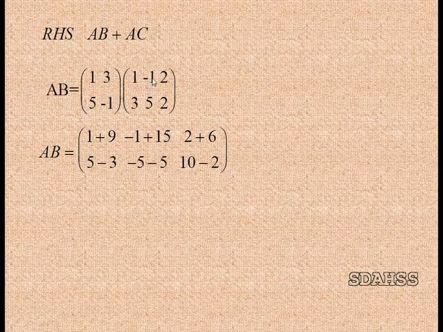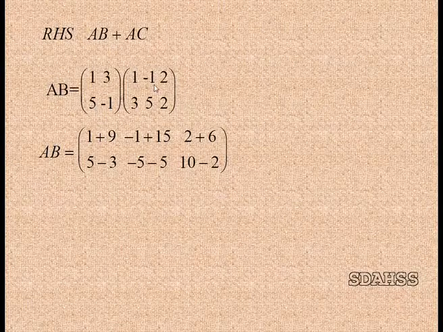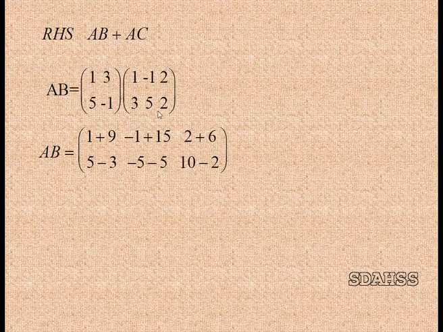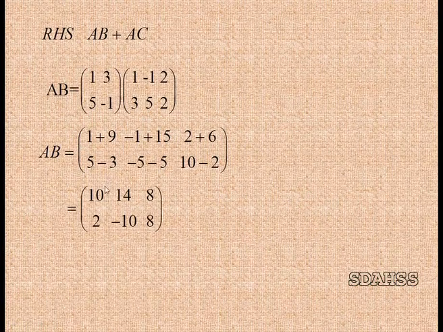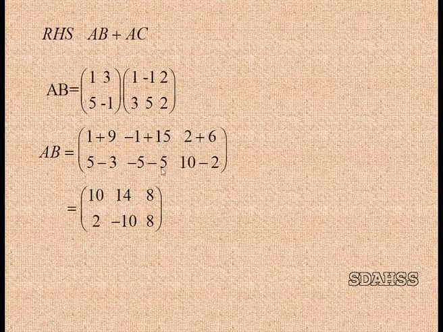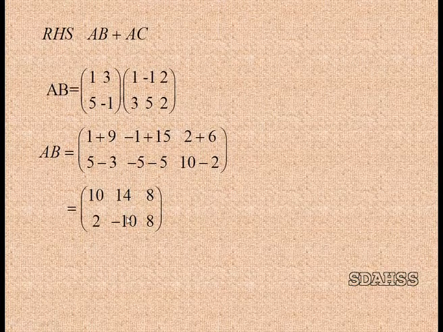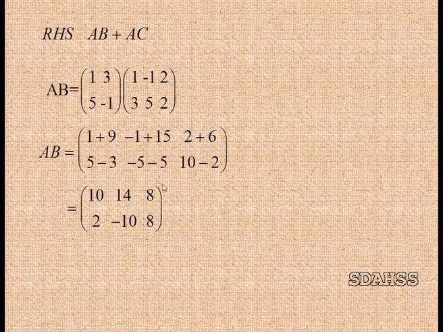The second row and the third column. That is 5 into 2, 10, minus 1 into 2, minus 2. So 1 plus 9, 10, 5 minus 3, 2, minus 1 plus 15, 14, minus 5 minus 10, 2 plus 6, 8, 10 minus 2, 8.